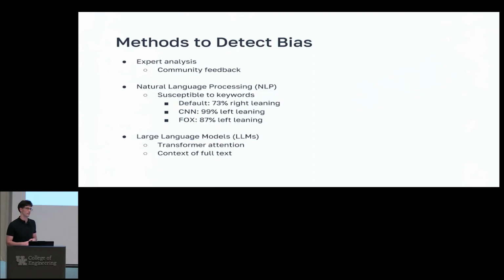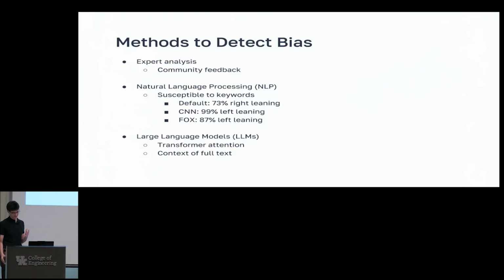So when I was working with one model that claimed about 90% accuracy, I fed an article text into the model, and it returned a result of it's 73% confident this is a right-leaning source. I changed the first word in that text to be CNN, and it gave me a score of 99% left-leaning. And then I changed the first word to be Fox, and it said it was 87% left-leaning. So that gives some insight into how difficult it is to trust some of these NLP models.